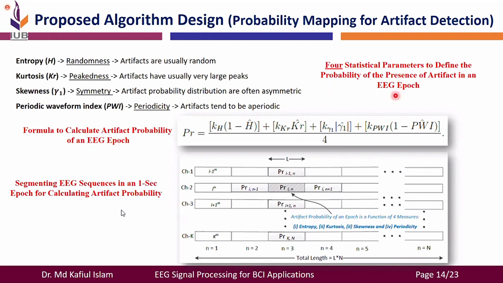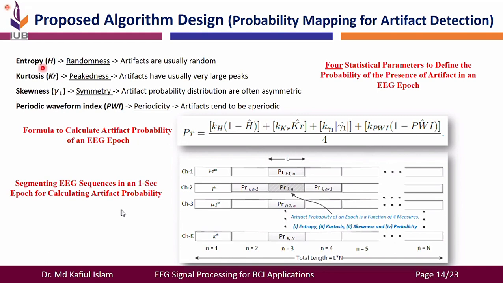Okay, so we are going to use 4 statistical parameters, and we're going to say that this is the probability of the presence of artifact in a particular epoch. Instead, we're not going to say whether we have artifact or not. It's not a binary classification. We're saying that this is the probability of having artifact. We are going to use these 4 statistical parameters: entropy, kurtosis, skewness, and periodic wavefront index. And then we propose one formula to actually calculate the probability.